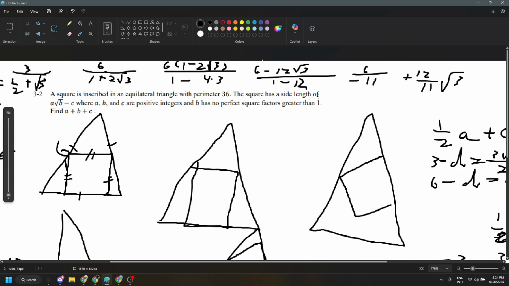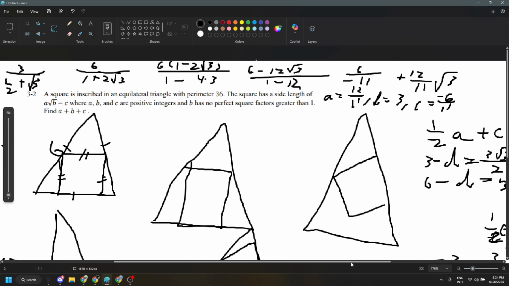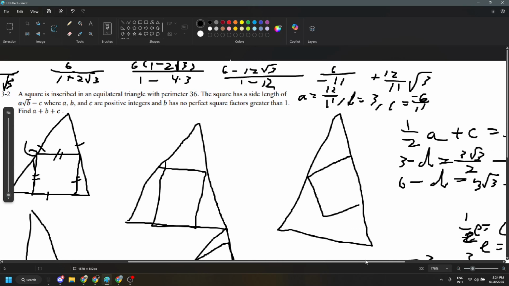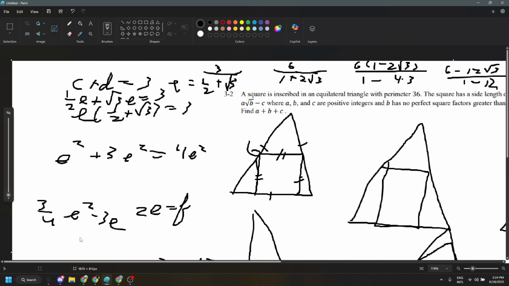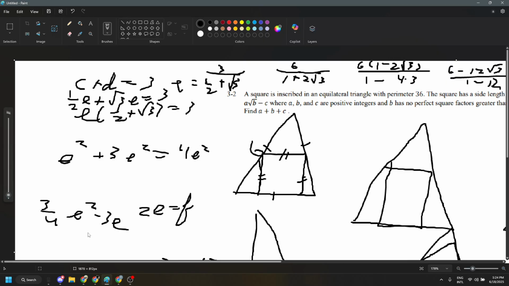Okay. A is equal to 12 over 11. B is equal to 3. C is equal to negative 6 over 11. Okay. A plus B plus C is 6 over 11 plus 3. Let's find out what I did wrong.